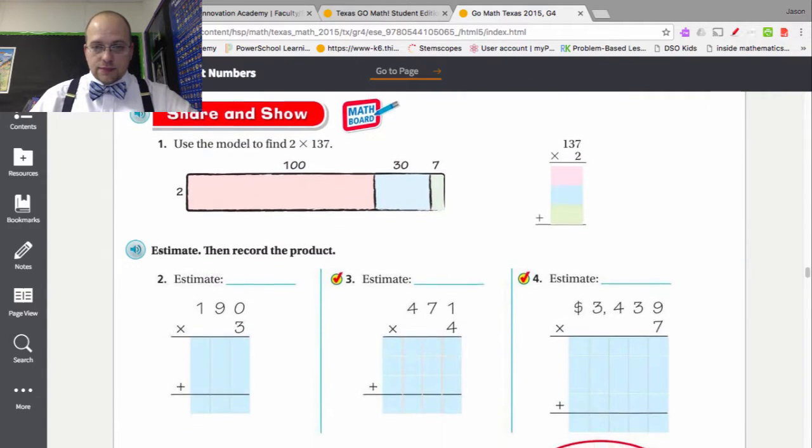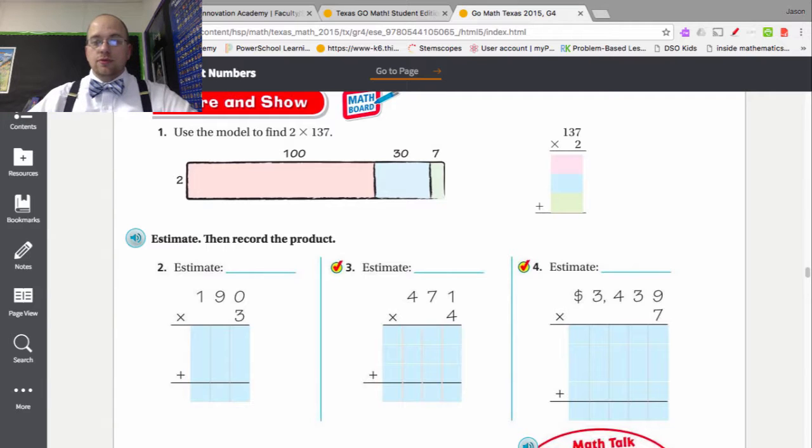Let's do another one. 137 times 2. 2 times 100 is 200. 2 times 30 is 60. And 2 times 7 is 14. If I add those numbers together, there's a 4, there's a 7, and there's a 2. 137 times 2 is 274.